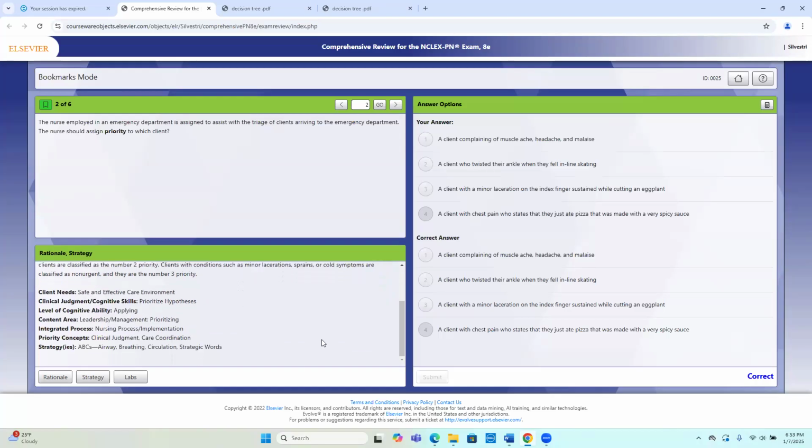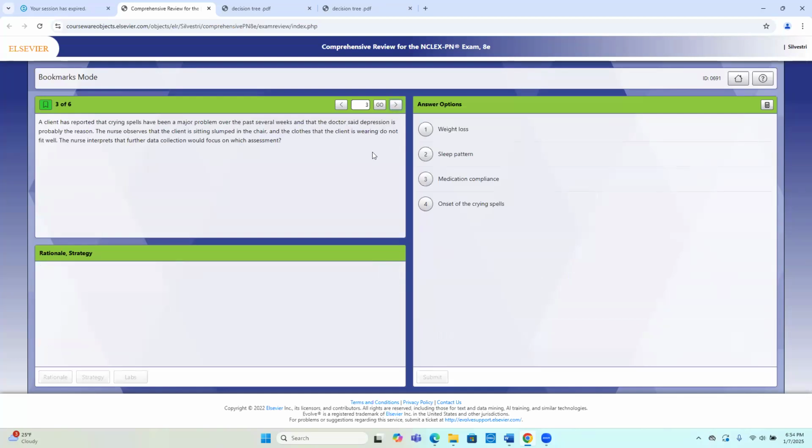Let's scroll down. It's looking at safe and effective care environment, level of cognitive ability, applying, right? What is that application level of knowledge? Can you think critically in a triage situation? That's the reason why they like to test this like this.